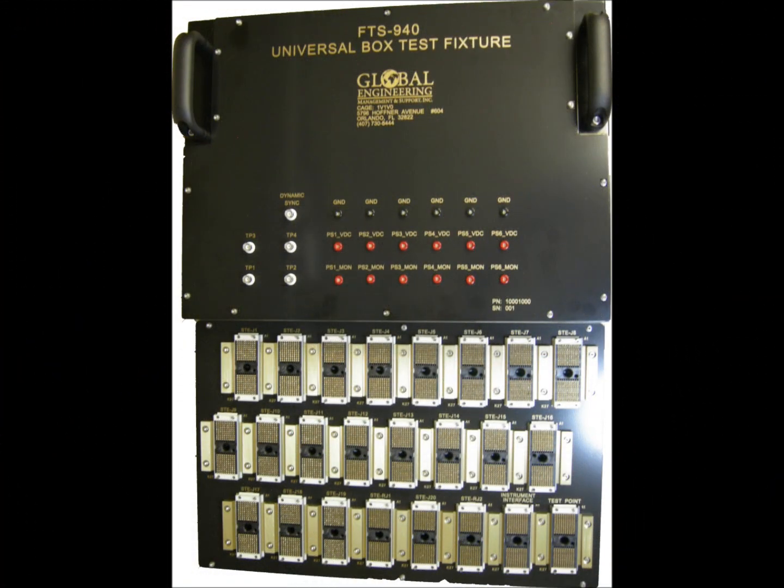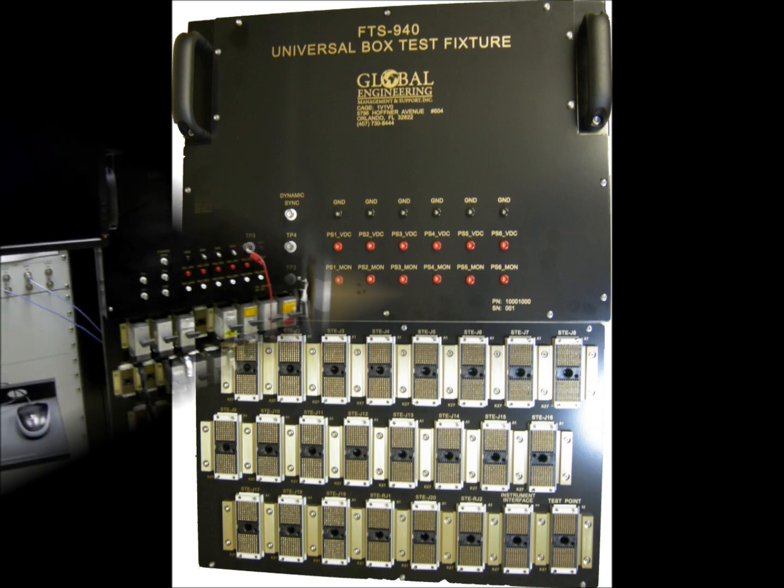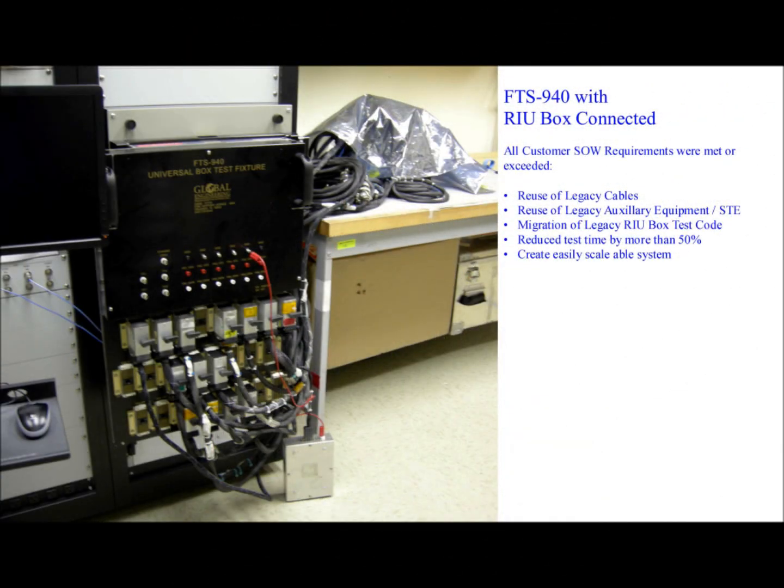UUT type failures. We're now going to give a demonstration and discuss a recently completed effort for migrating 32 RIU box-level test programs from a Teradyne L series machine onto an FTS 940. For this effort, our customer had some stringent SOW requirements, including at least a 50% reduction in TPS runtime and reuse of all the legacy equipment and code.